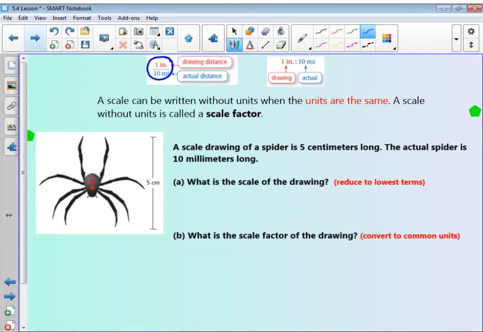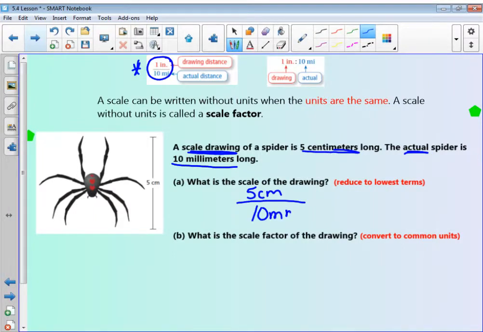It says a scale drawing of a spider is 5 centimeters long. The actual spider is 10 millimeters long. What is the scale of the drawing? So we're going to do something like this to begin with our actual units. So we want to do our scale over our actual. Okay, so I need to break this apart. So it says a scale drawing, scale, is 5 centimeters. So 5 centimeters over my actual, the actual spider was 10 millimeters.